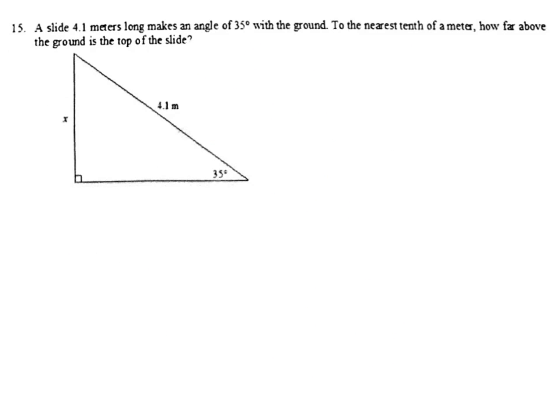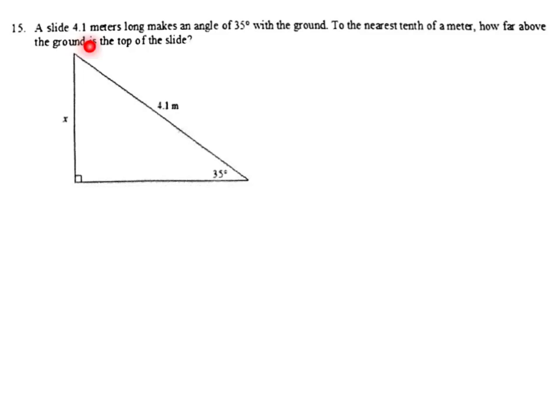A slide 4.1 meters long makes an angle of 35 degrees with the ground. To the nearest tenth of a meter, how far above the ground is the top of the slide? So they give me this word problem, but they've also given me this diagram. Let me tell you that you're not always going to be provided with the diagram, so make sure that you understand where these values come from.